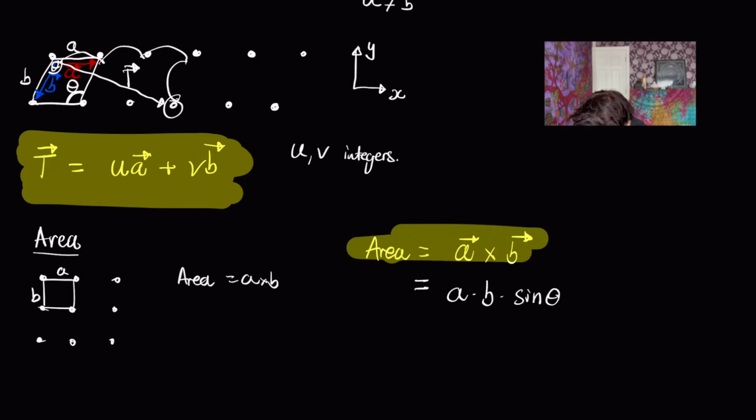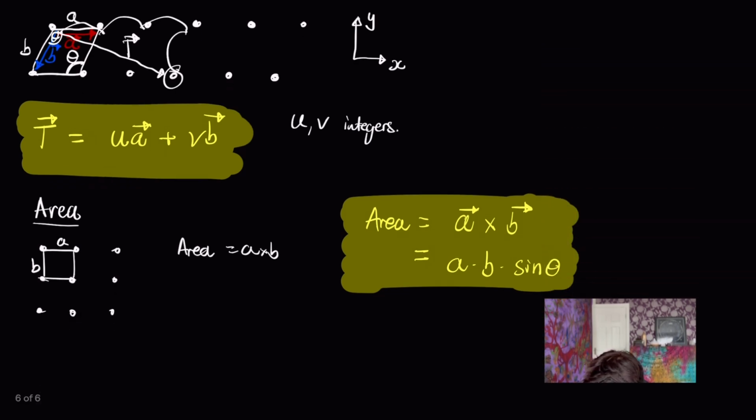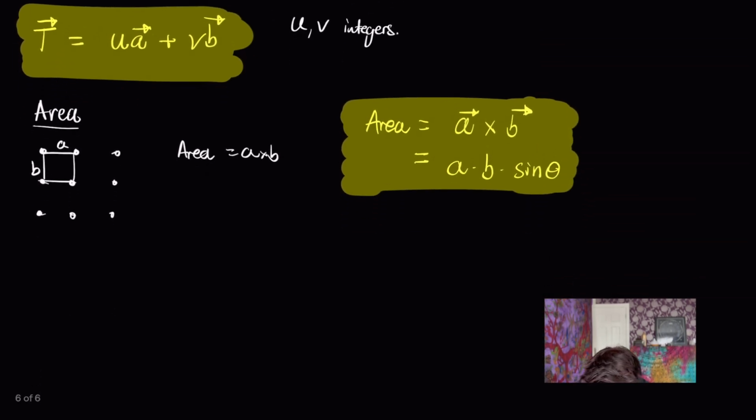So this is quite an important result right here. This tells you how to calculate the area of a unit cell. You take the cross product of your two vectors, your two translation vectors A and B in 2 dimensions. And if you know the angle between them, then you can simply multiply A and B multiplied by the sine of the angle in between them. So that's good. And one last thing I'm going to touch upon is, of course, area is a 2-dimensional thing.